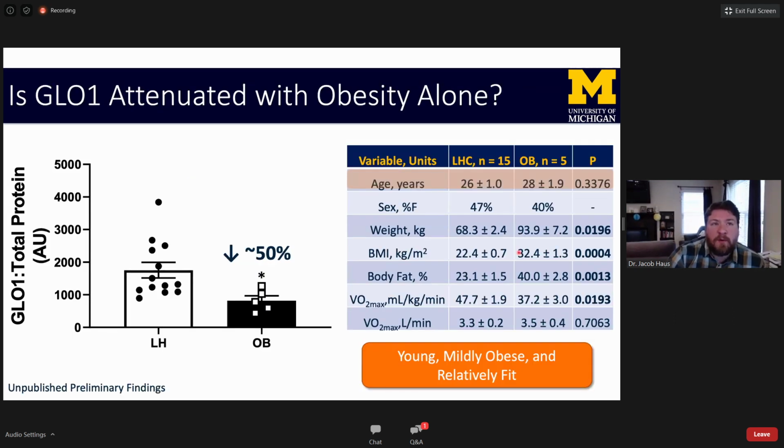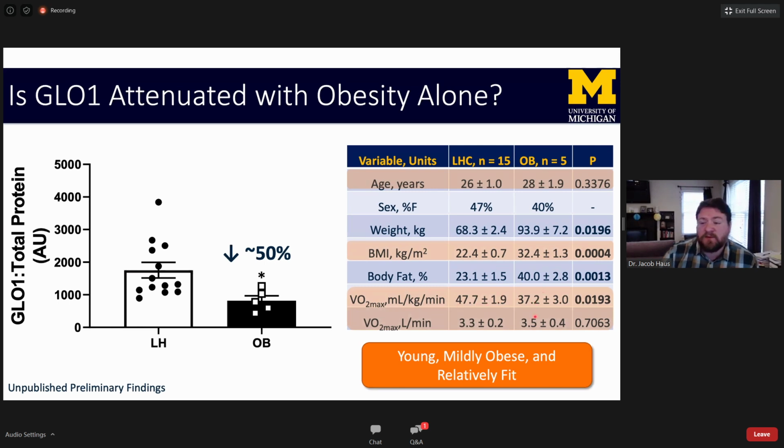However, when we went back to our correlation with regard to BMI and GLO1 protein expression, we became intrigued by the idea that obesity alone could perhaps attenuate GLO1 protein expression. And so we embarked upon another study in relatively young, mildly obese, and fit individuals. You can see here that they were age-matched, that the BMI is elevated, consistent with obesity, and that they are relatively fit in terms of their VO2 max.